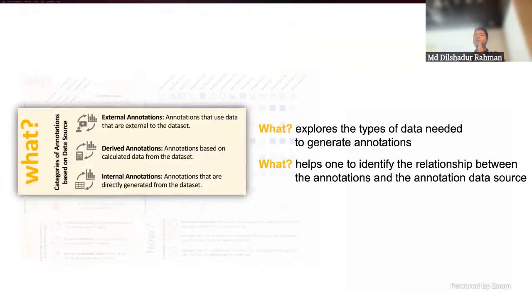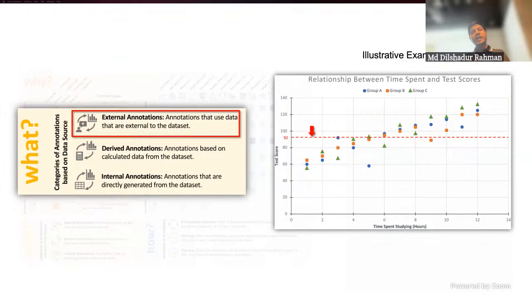The what section of our design space focuses on the types of data used to create annotation. In this chart, this red dashed line showing the national average of the test is coming from an outside source other than the dataset, meaning it's pulling in information from elsewhere. That's why it is an external annotation.